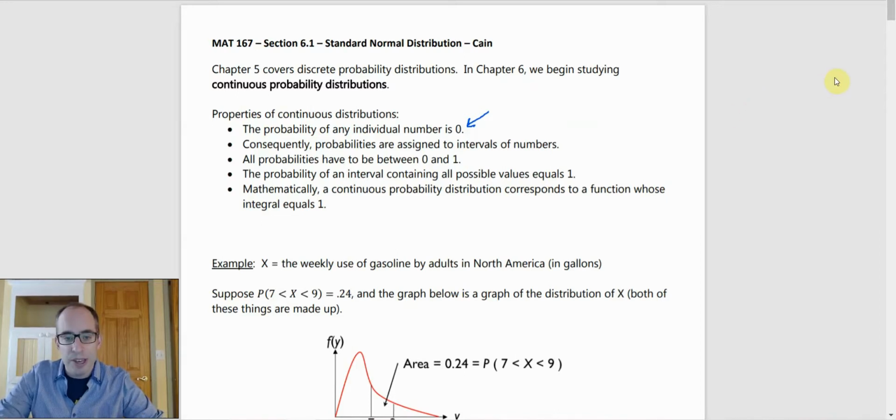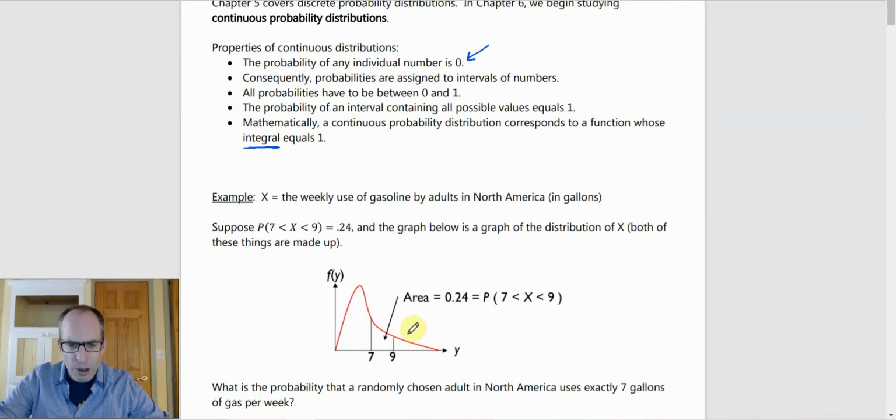And then it's still the case that all probabilities have to be between 0 and 1. And if you had an interval with all possible values in it, that probability would have to be 1, which is pretty analogous to what we have with the discrete distribution. This last part, it looks like we're going to do calculus here because of the word integral. We're not, but if you have had calculus before, there is a part of this that's a natural connection, which is that, and you can see in this picture down here, the way that you figure out the probability is the area under the curve.